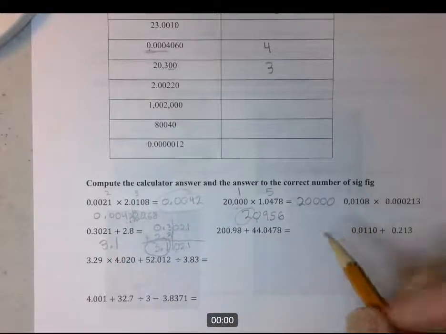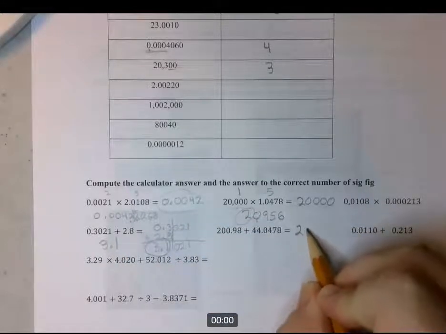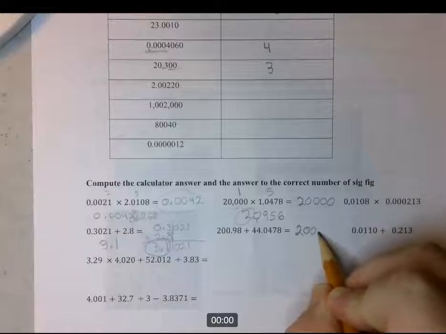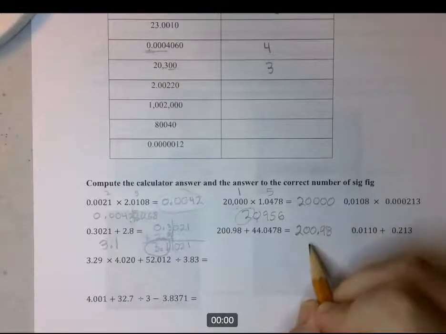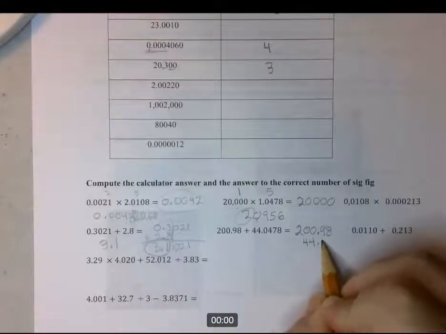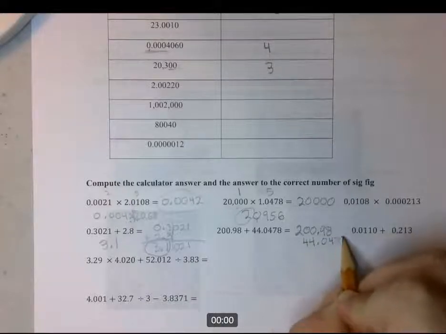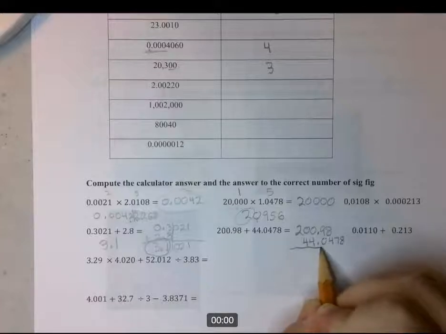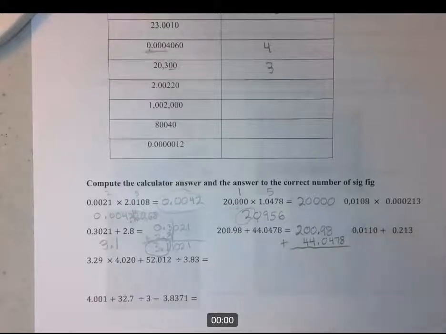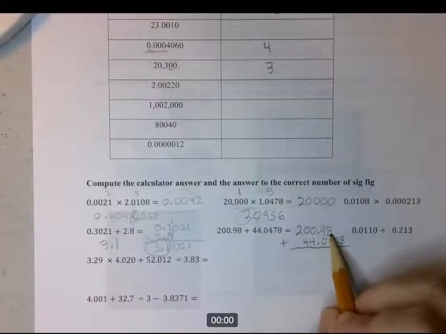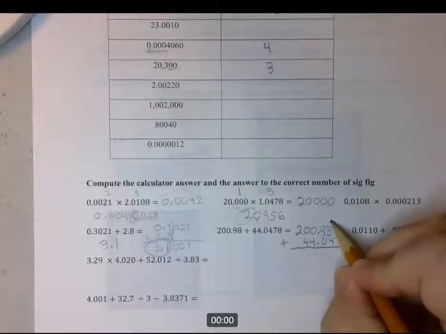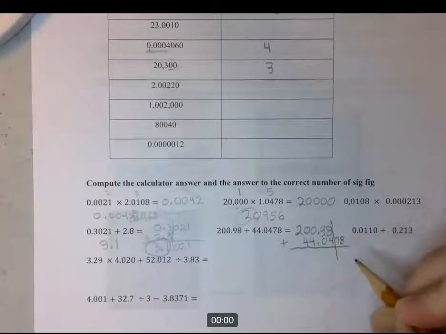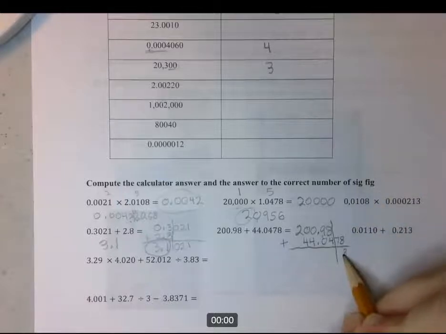Okay, let's do this one right here. Okay. 2 places after the decimal, 4 places. So you go to the 2 places and you draw that line right down there like that. Do the addition.